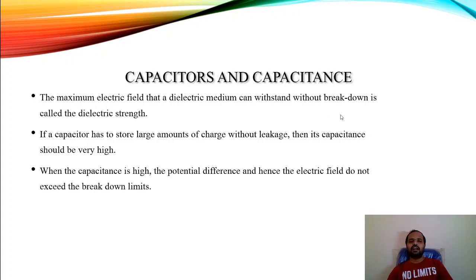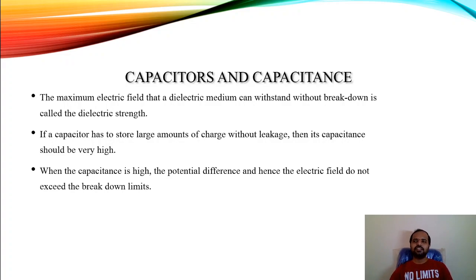This maximum electric field above which the breakdown of the dielectric medium happens is called the dielectric strength. That is, the maximum electric field itself is called the dielectric strength, beyond which the dielectric medium is not going to withstand the high electric field, and it is going to break down. That is, it will show random behavior where the polarization in the medium can be affected.